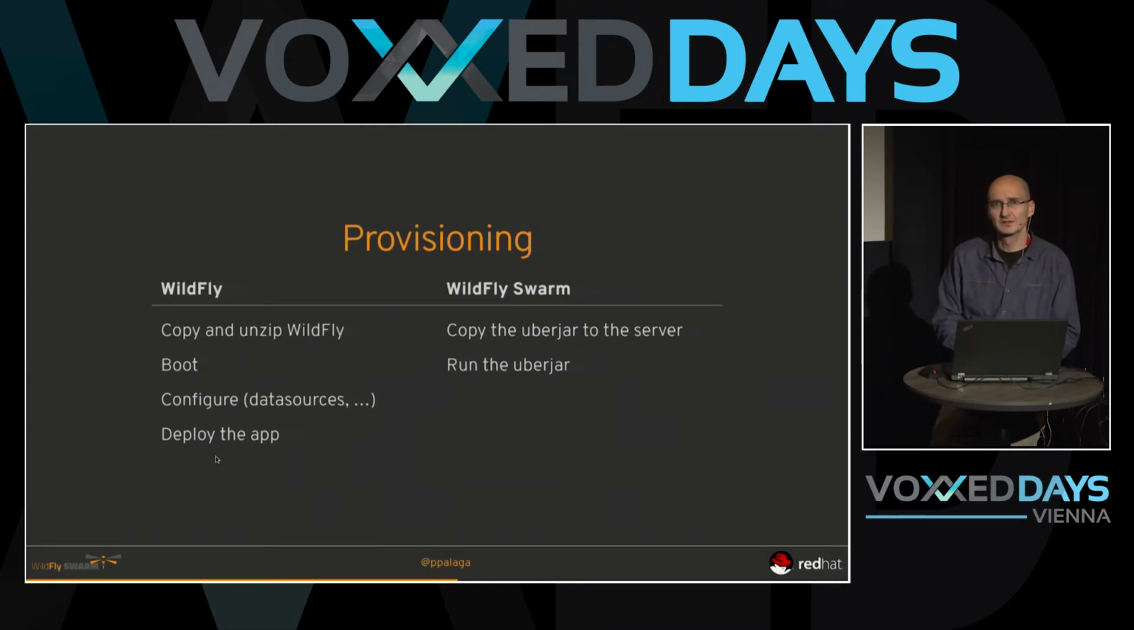Provisioning. The differences are quite obvious. With WildFly, you need to copy the zip, unzip, boot, configure the data sources and whatever you need, messaging queues, and then you can deploy the application. With WildFly Swarm, you just copy the fat jar and run it.